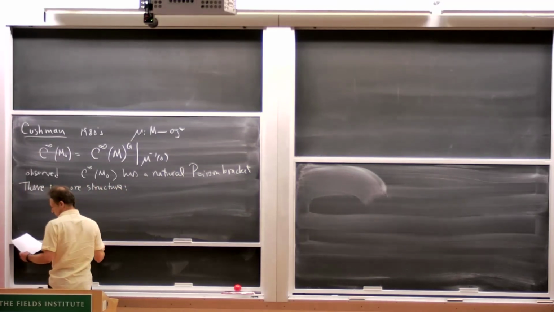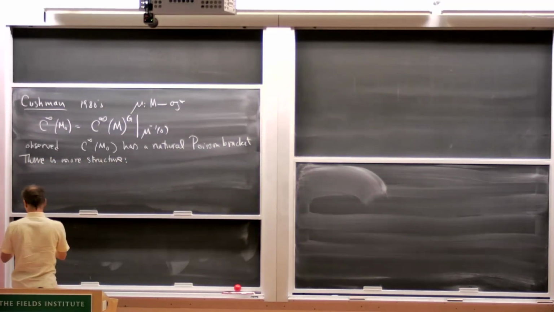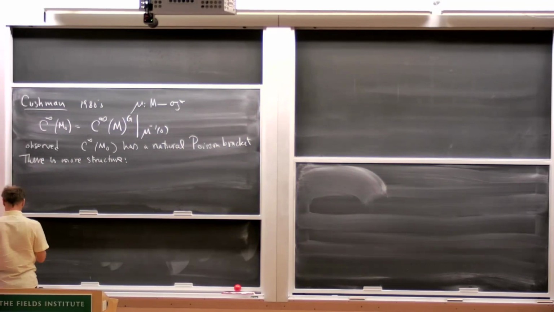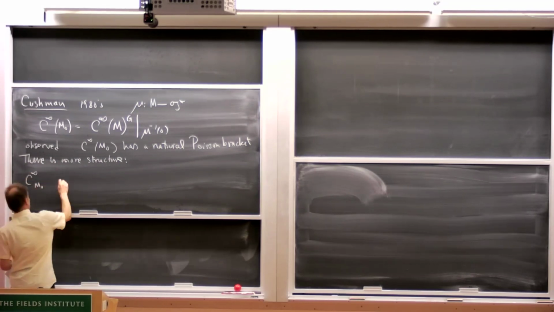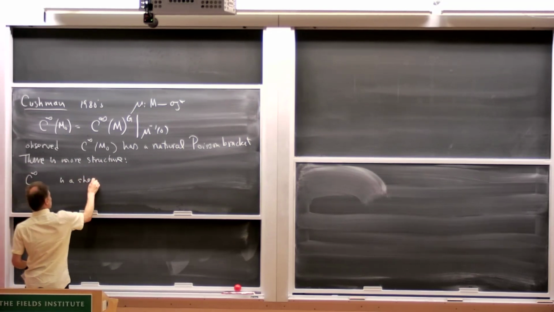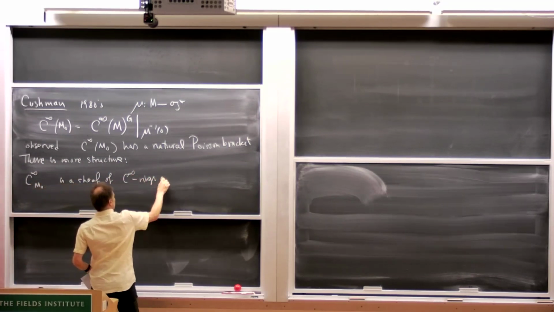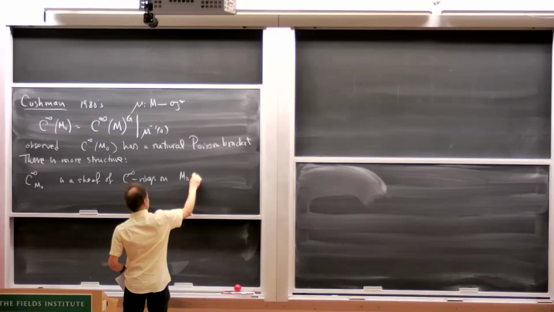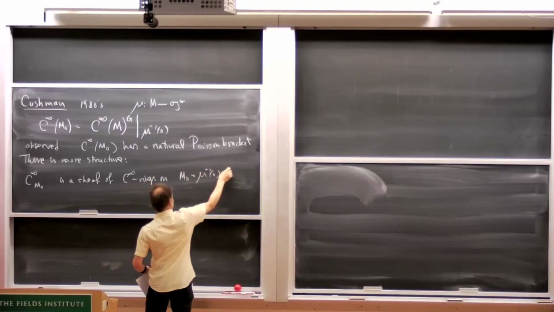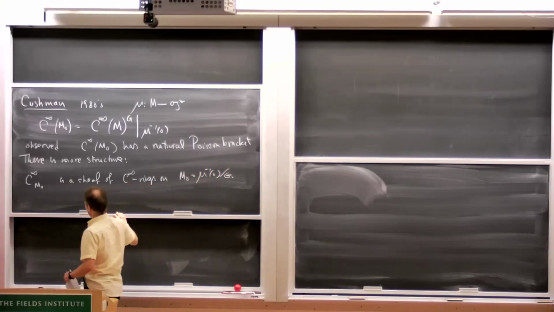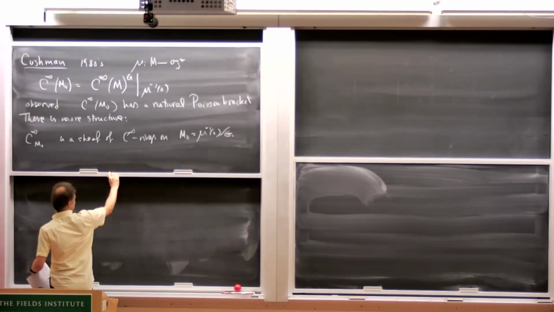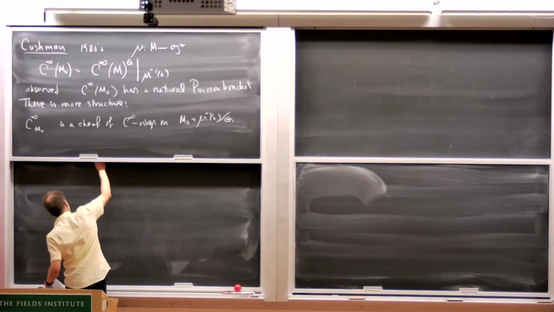So what's the structure? The structure is that this is a sheaf of C infinity rings on M naught, which is mu inverse of 0 mod G. I keep saying C infinity rings, but I haven't defined them, so maybe I should.